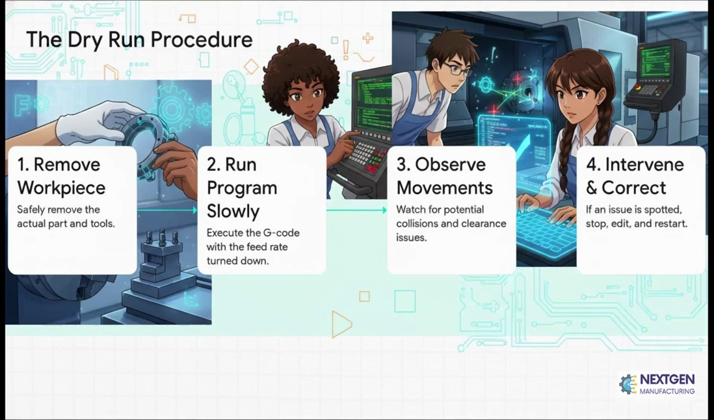And a dry run is more than just watching the machine move around. It's a whole procedure. You take the workpiece out, you run the program nice and slow, and you just watch. You're looking for potential collisions, clearance issues, any weird or unexpected toolpaths. If you spot anything, you hit stop, fix the code, and start over. It's all about catching those subtle errors that could lead to a huge failure, and building confidence in your code before you even think about cutting a single chip.